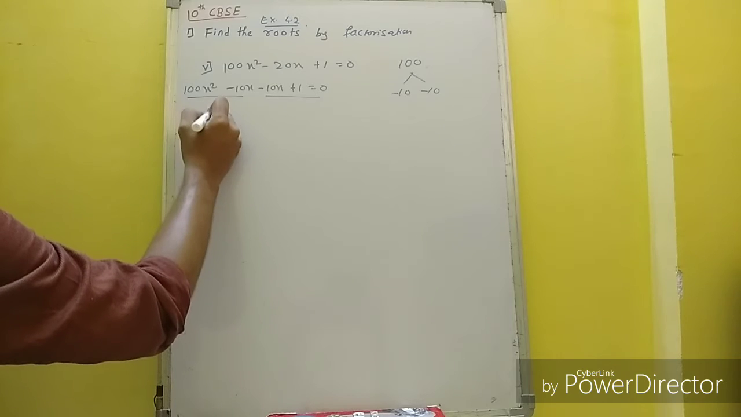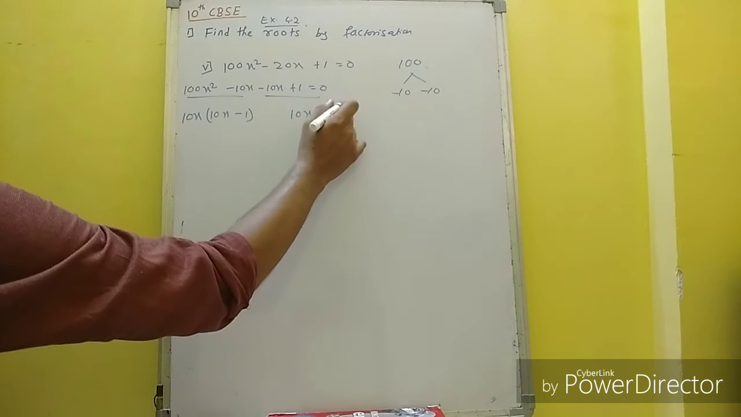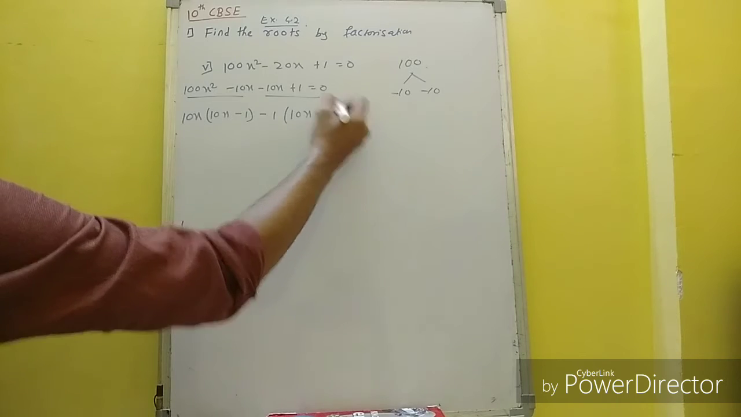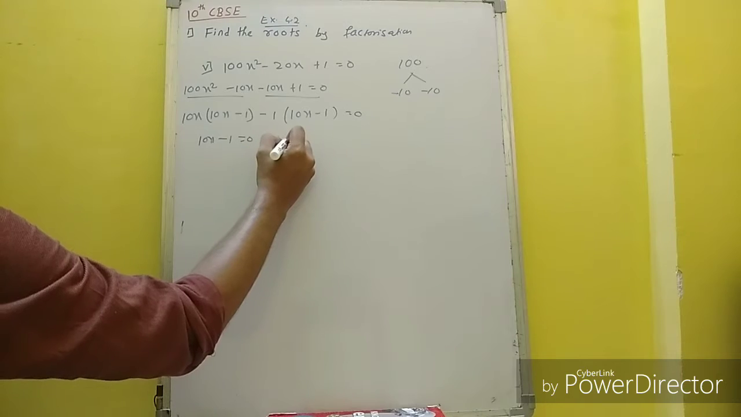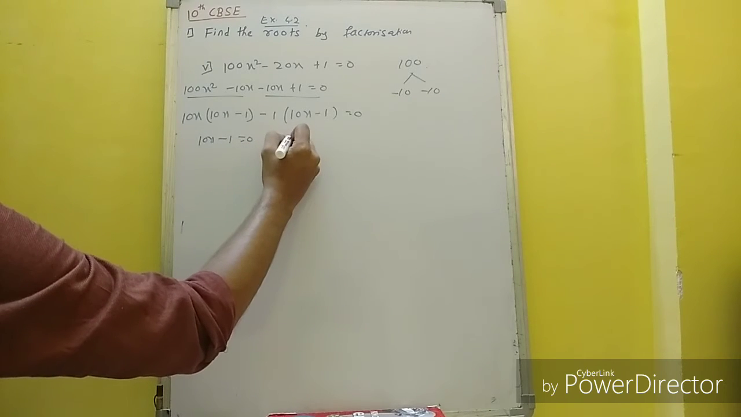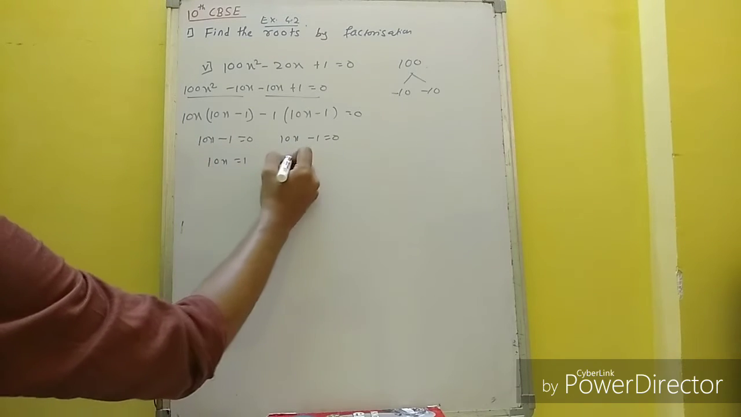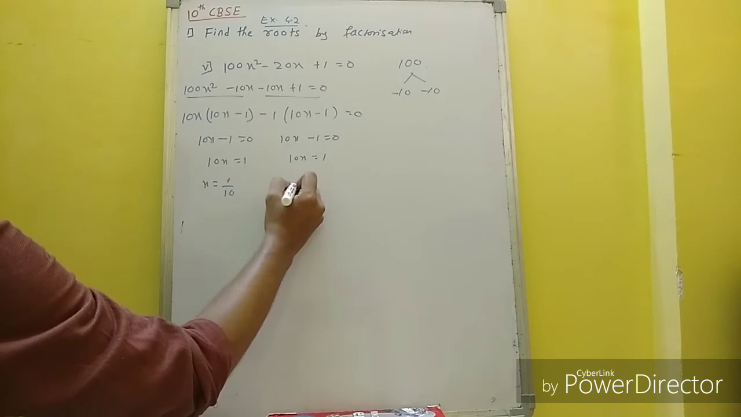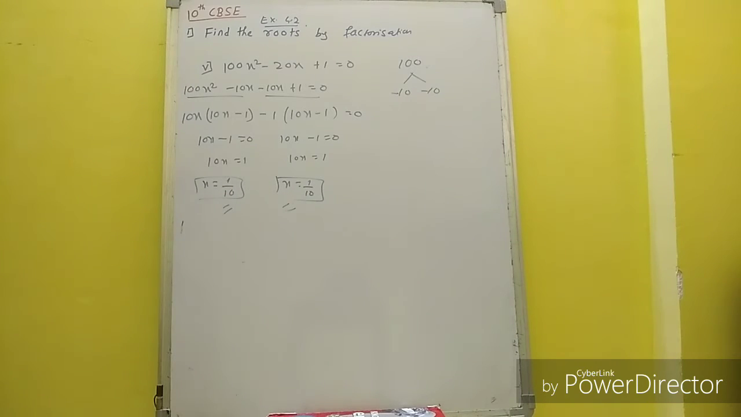Taking 10x common, 10x minus 1, here also 10x minus 1. Signs are changed, minus 1 is equal to 0. So 10x minus 1 is equal to 0. 10x is equal to 1. X is equal to 1 by 10. X is equal to 1 by 10 is the solution for the last sum of the factorization. Okay.